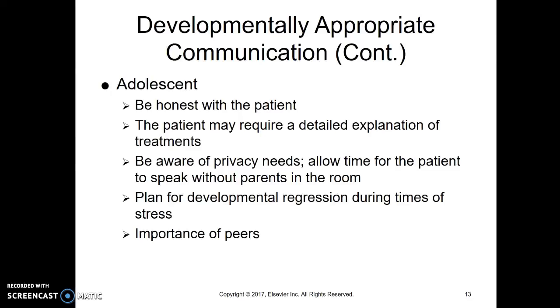Adolescents, don't be surprised if they regress and act much younger at some times. They'll be very mature at some times and not at others. And these kids, their peers are very important in their life. So being separated from the peers is a big deal for them. So ask about the peers and how to keep them connected to their peer group.